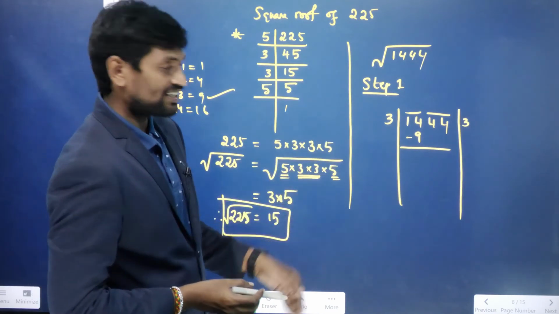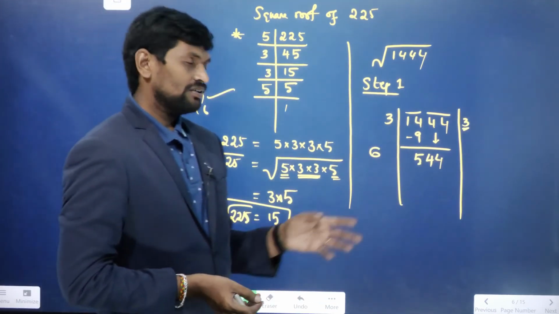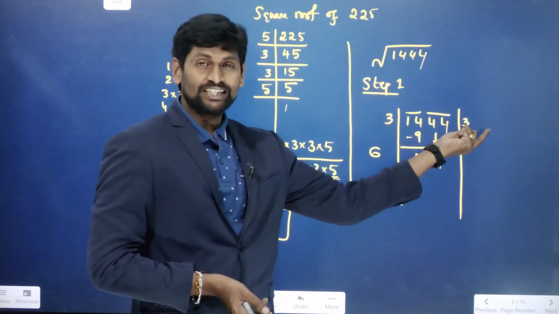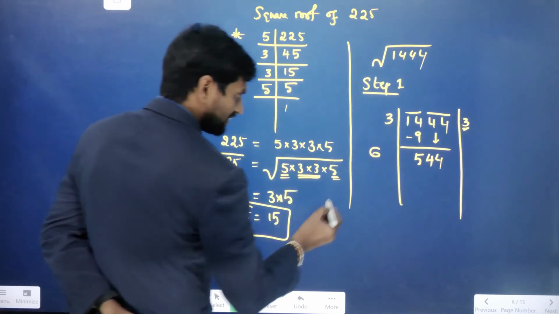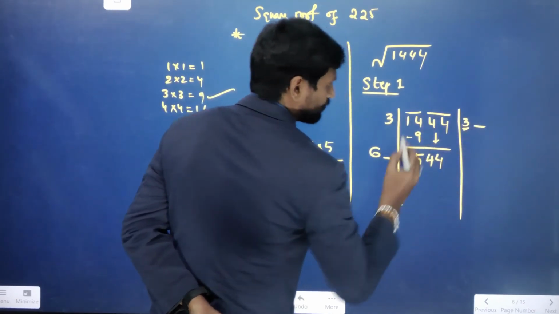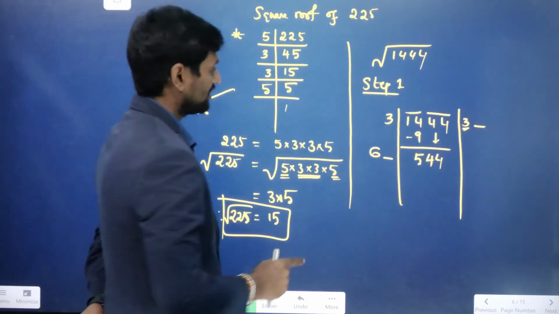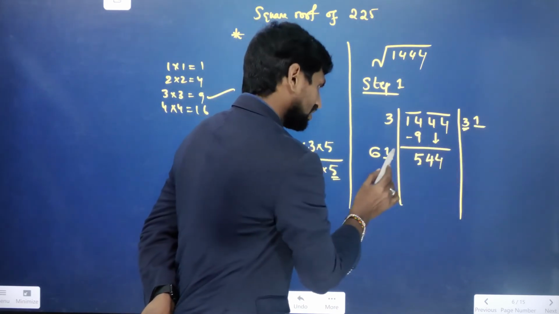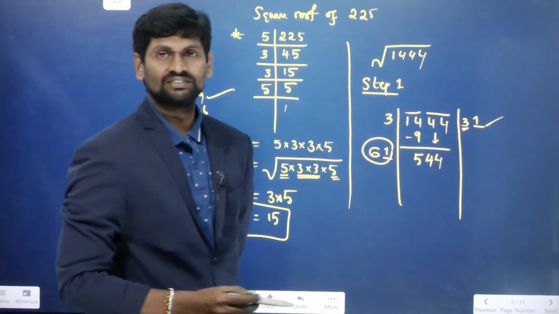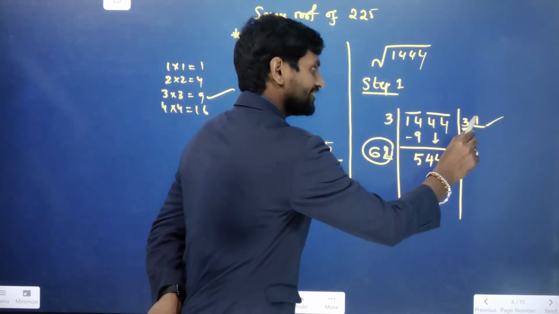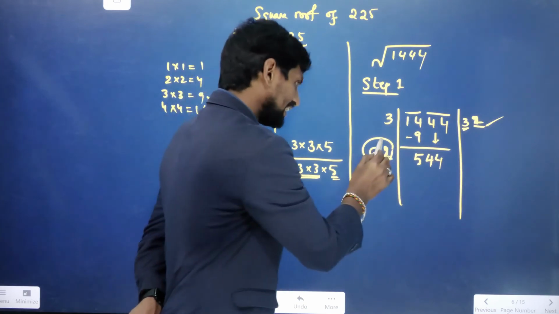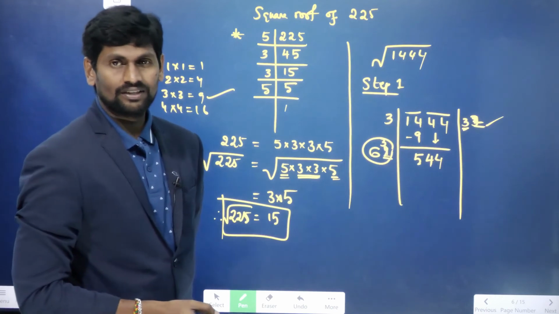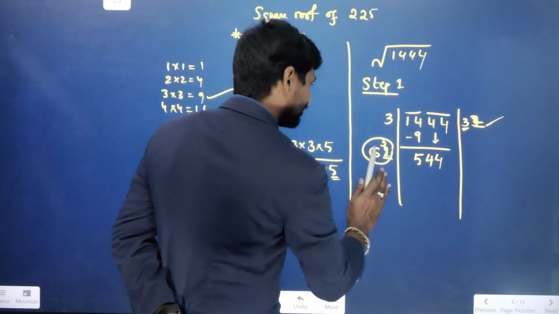So 14 minus 9, regular subtraction. Next, the quotient should be doubled. That means 3 twos are 6. Third step, you need to take the same number here and here. Like if you take 1, 61 ones are 61. If you take 2 here, 62 twos are 124. If you take 3, 63 threes are 189, like that. Okay? So I am taking 6.